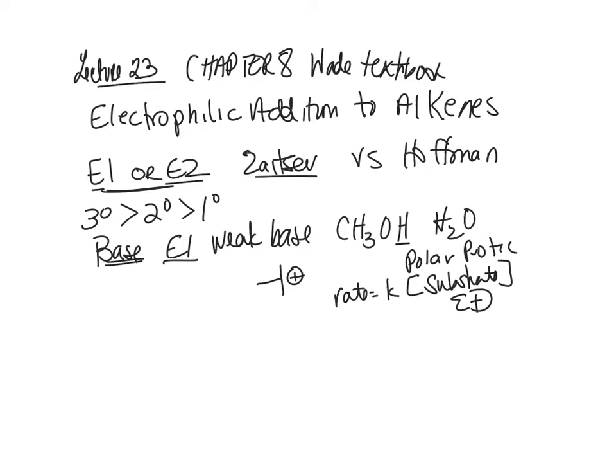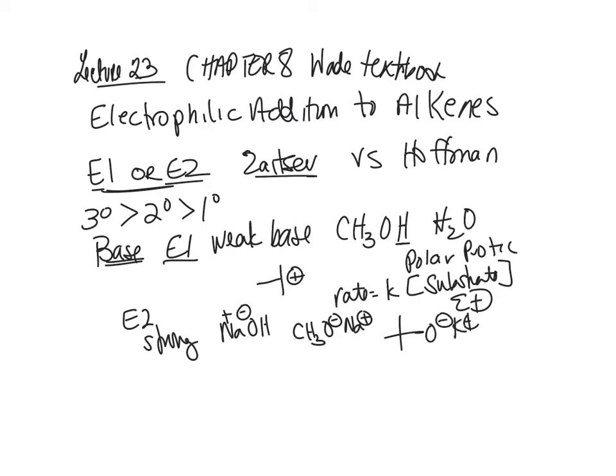Now, the base for E2 has to be strong. So we think of a negative charge like sodium hydroxide. We think of like sodium methoxide, potassium tert-butoxide. So these all have negative charges, and these usually need to have some kind of polar aprotic solvent. We talked about like DMF and acetone, and these do not have a proton that can solubilize or stabilize that negative charge. We talked about the Hoffman bases. You have triethylamine. These are big bulky bases.